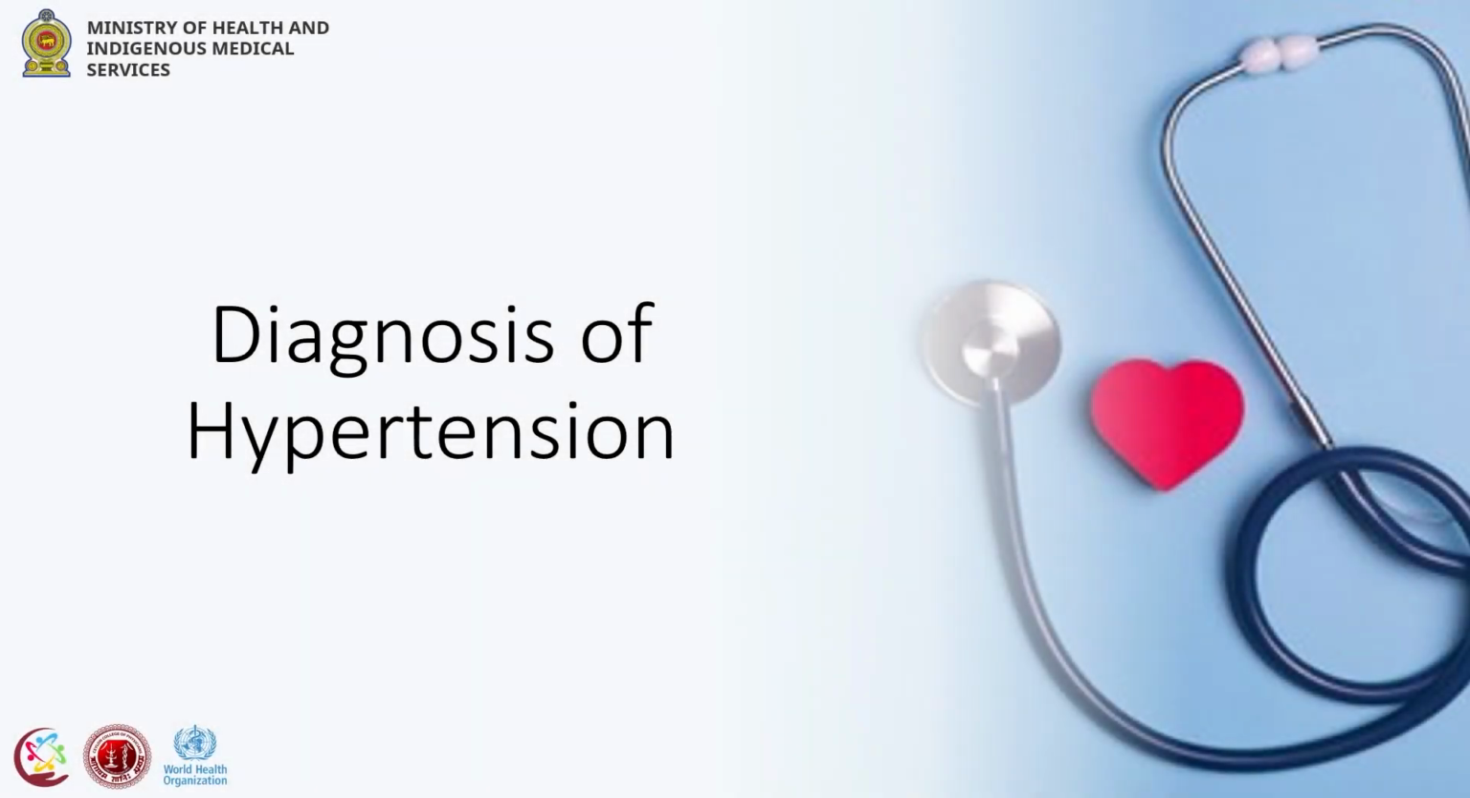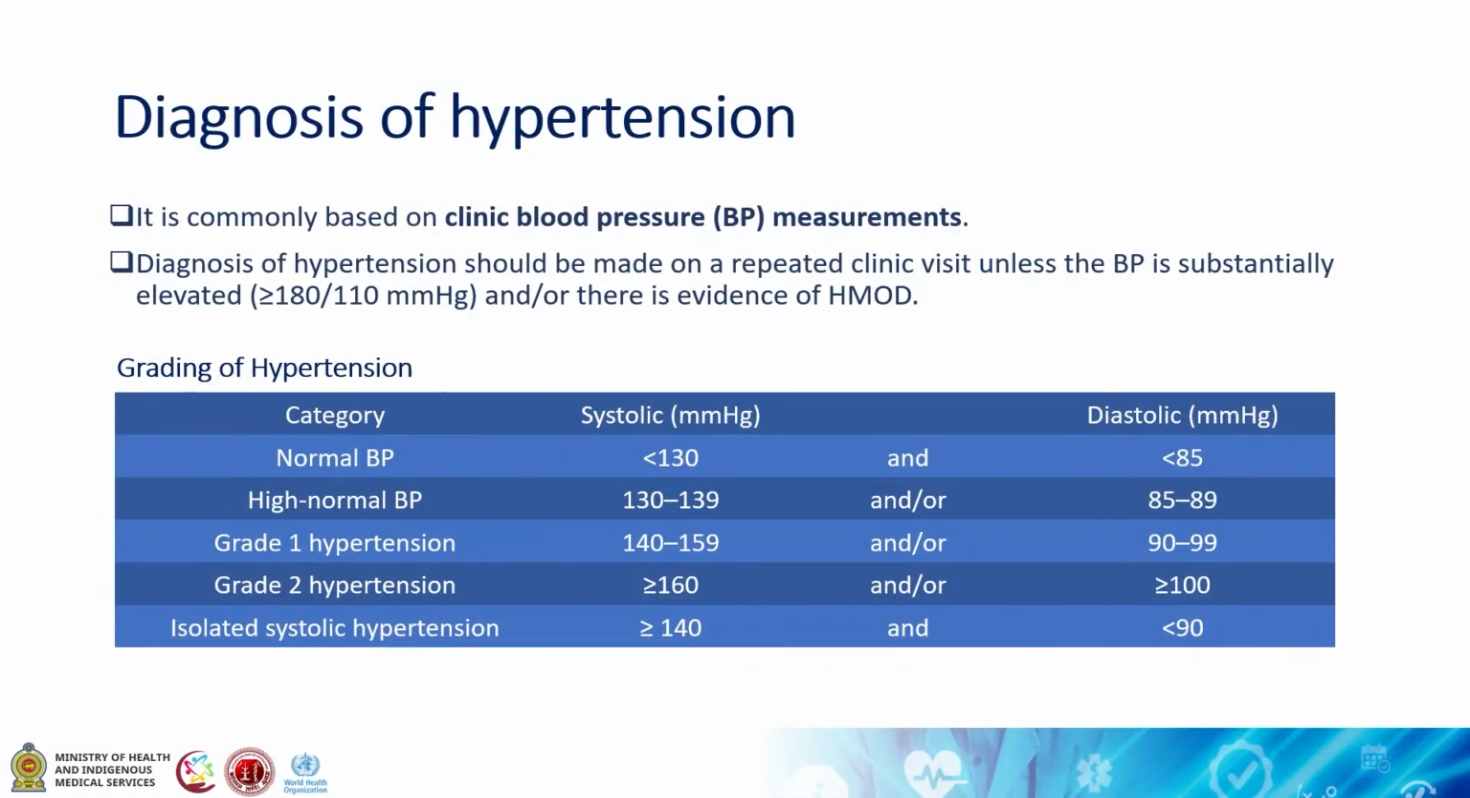Diagnosis of hypertension. It is commonly based on clinic blood pressure measurements. Diagnosis of hypertension should be made on repeated clinic visits unless the blood pressure is substantially elevated, that is, greater than or equal to 180 by 110 millimeters mercury, and or there is evidence of hypertension-mediated organ damage.